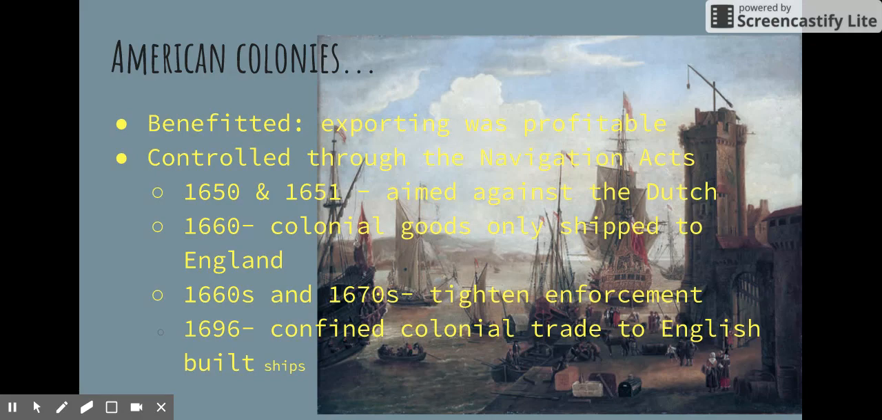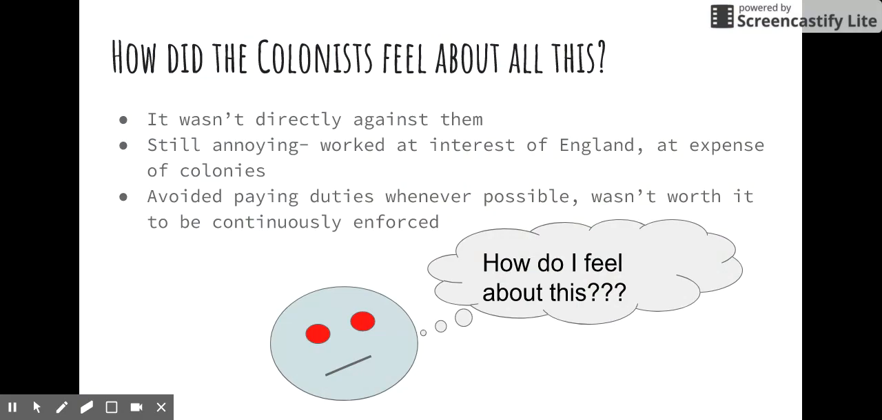Okay, so the Navigation Acts, while they seemed really rough on paper, were very loosely enforced, and the colonists offended the acts and even became smugglers. So you don't need to memorize the details of every act, but you want to understand the overall effects of them. And we'll come back to them when we get into the Revolution.